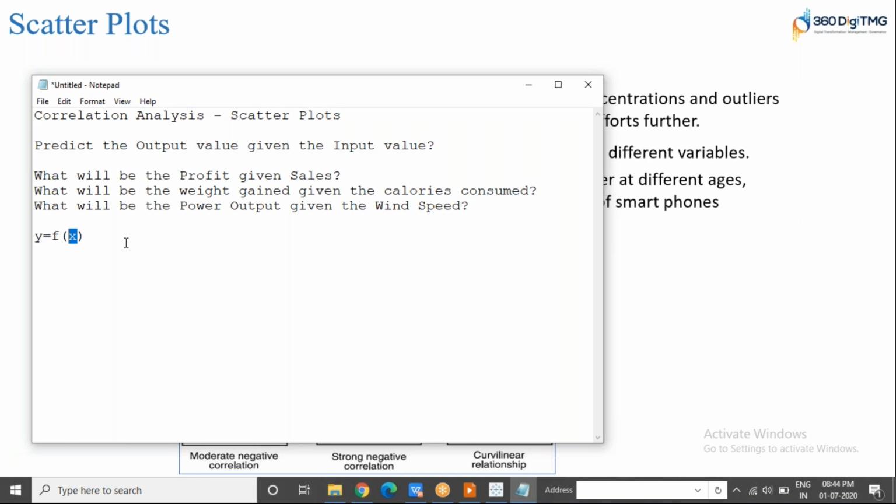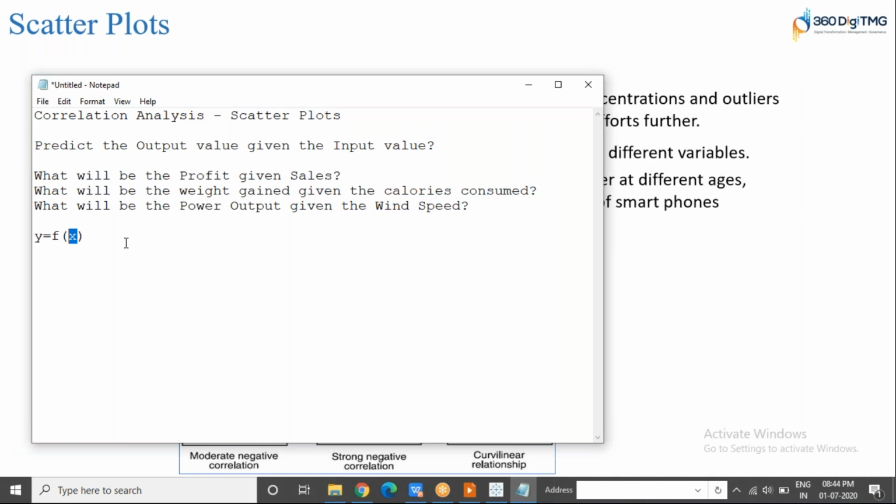But it will make sense to predict only when there is a relationship between the input and the output. If there is no relationship, then we cannot do any prediction on that data. Like if I ask you, what will be the weight gained by a person given the wind speed in that location? Is there any relationship between the weight a person would gain and the wind speed in the location where they stay? Hardly any relationship, right? So when there is no relationship, we will not do any prediction. Only when there is a relationship, we will do prediction.